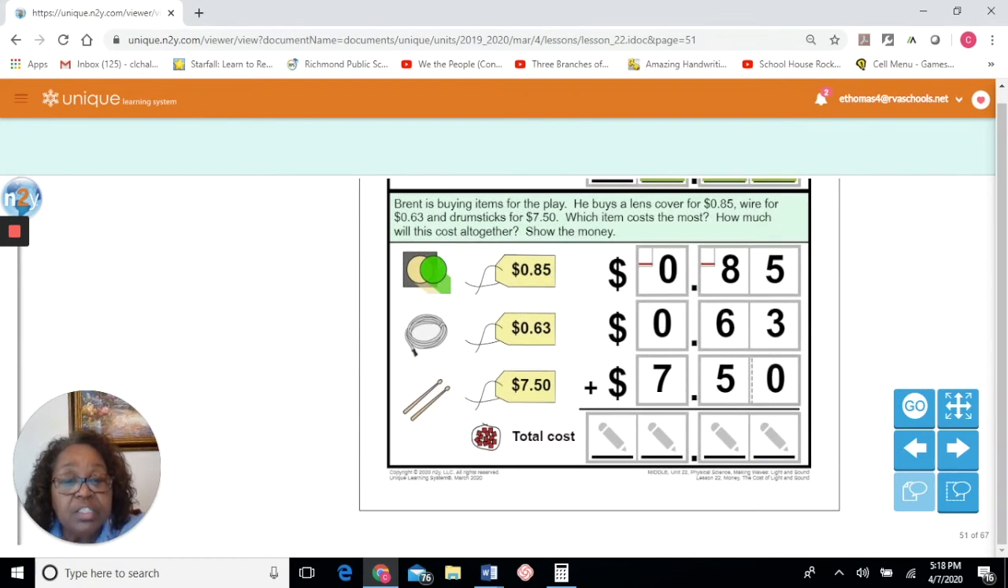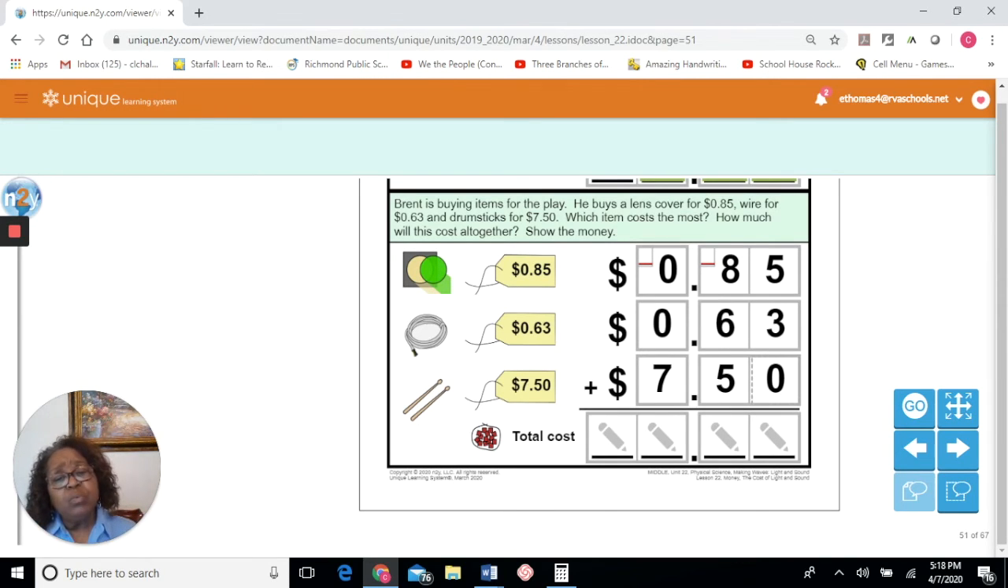Let's read that and see what we get. All right. On this problem, it says, of course, someone's going out and buying something, and this time it's Brent. Brent is buying items for the play. He buys a lens cover for 85 cents, wire for 63 cents, and drumsticks for $7.50. Which items cost the most?